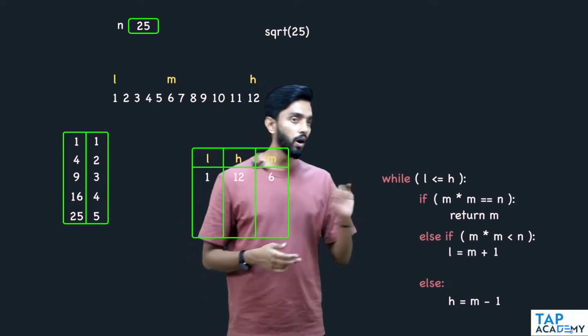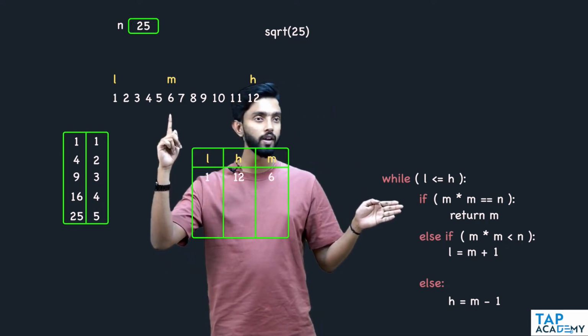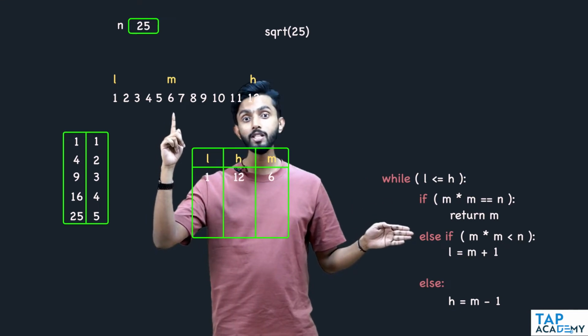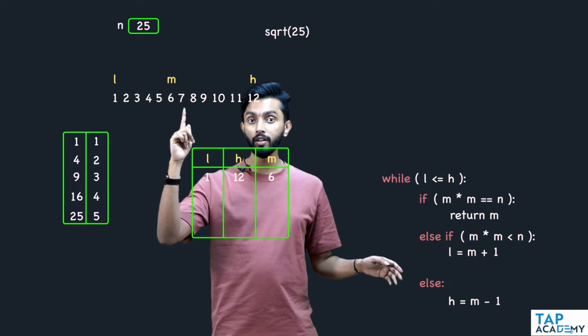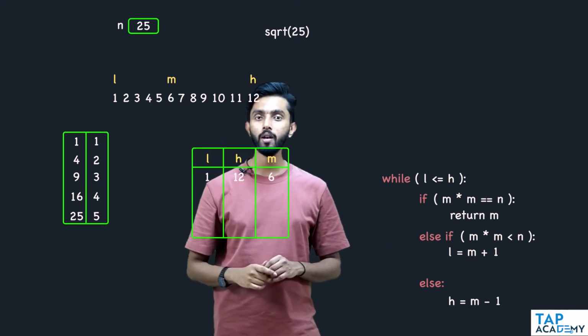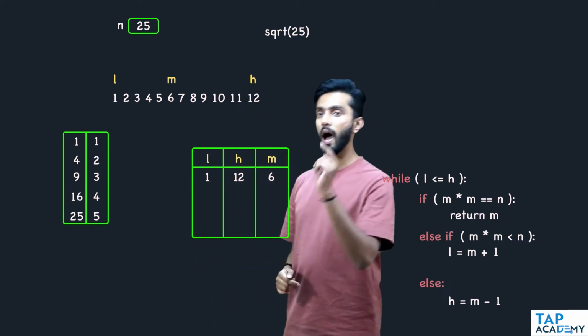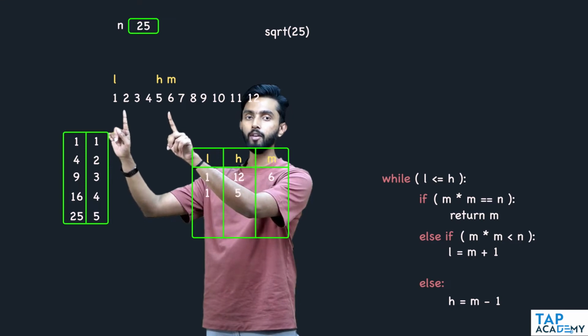Now see, what I will do is very simple. I checked if 6 into 6 is equal to 25. No. No means I will check if 6 into 6 is less than 25. No. It is actually greater than 25. 36 is greater than 25. If it is greater than 25, high should become mid minus 1. And that is what I am also showing you. High becomes mid minus 1. Low remains the same. Now between 1 and 5 I am searching.